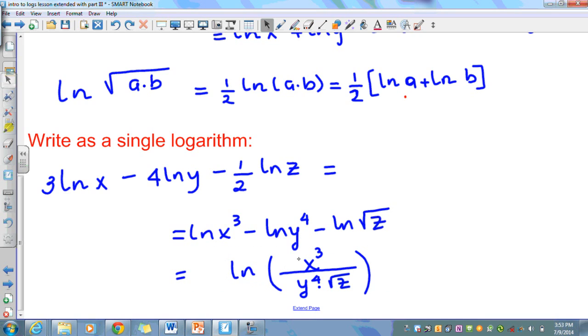Natural log of x cubed divided by y to the 4 times square root of z. And why did y to the 4 and square root of z both appear in the denominator? Because they both had a minus sign in front.